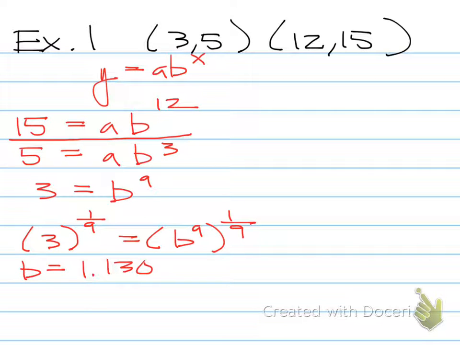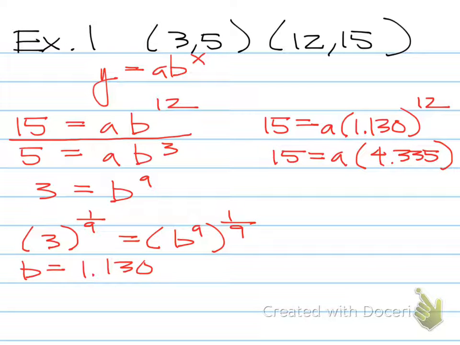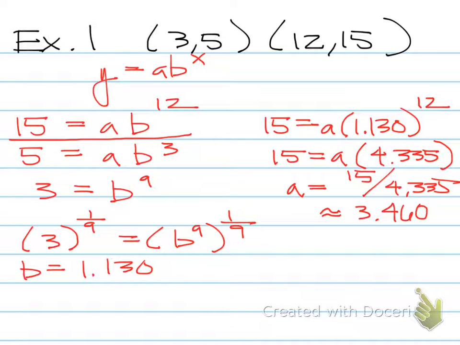Now we're going to take that value of b and plug it into either equation. I'm just going to use the top equation. 15 equals a times 1.130 to the 12th power. 1.130 to the 12th power is approximately 4.335. And then to solve for a, the last step would be to divide 15 by 4.335. And that's going to give us an approximate value of a of 3.460. So now that we know what a and b are, we just plug them into the equation, and that is our exponential equation. y equals 3.460 times 1.130 to the x power.